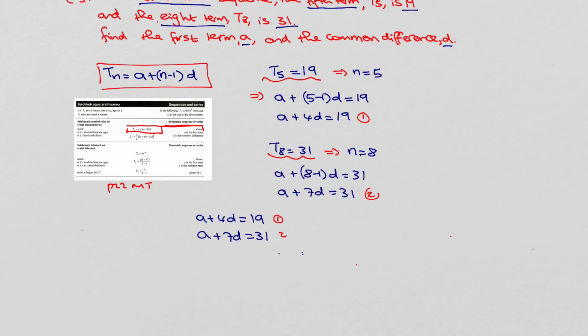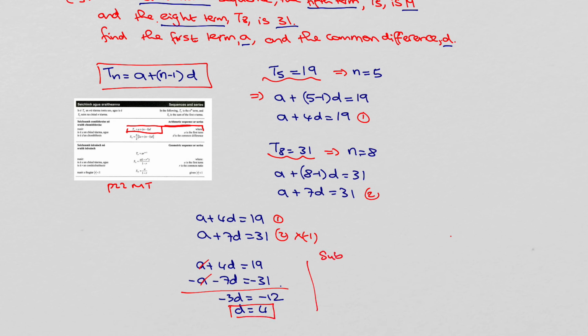So if I multiply the second equation by minus 1, we'll be able to eliminate A. So we have A plus 4D equals 19, minus A minus 7D equals minus 31. And therefore I have zero A. And we have 4D minus 7D is minus 3D. And we have 19 minus 31 is equal to minus 12. And therefore D must equal 4. So now I know my common difference.